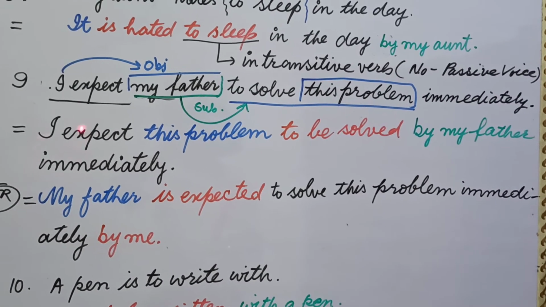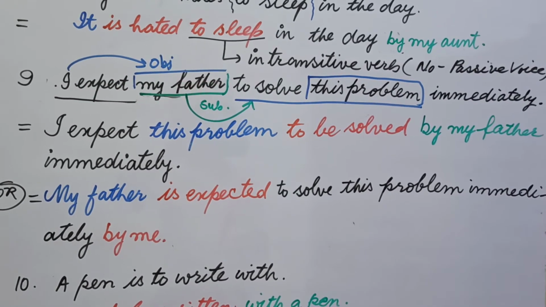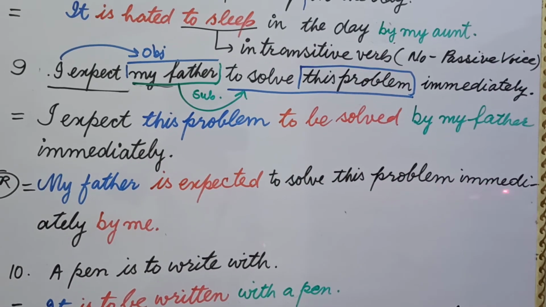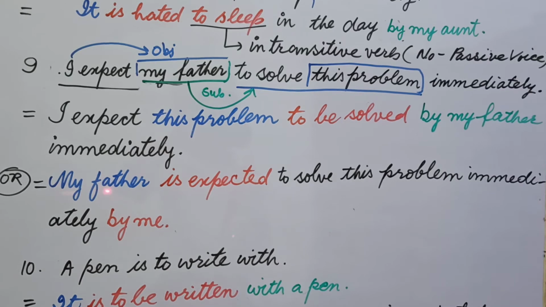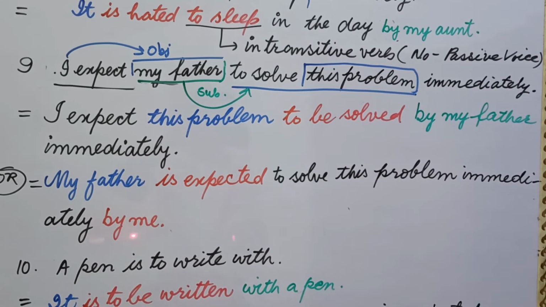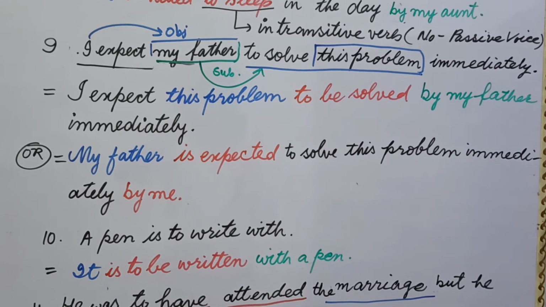For example, I is the subject, expect is the main verb, my father is the object. So "to solve this problem immediately" I have written as it is. Okay, now the changes are here. My father is expected to solve this problem immediately by me. I think you have got this example very well.